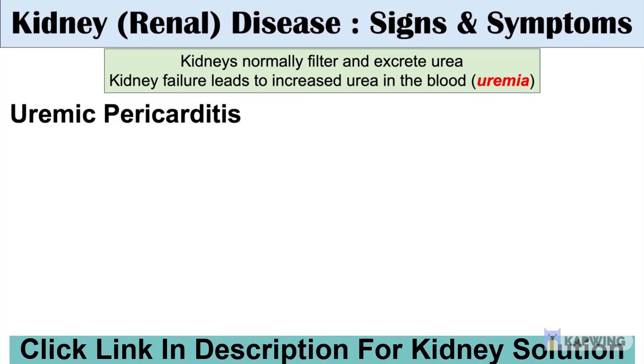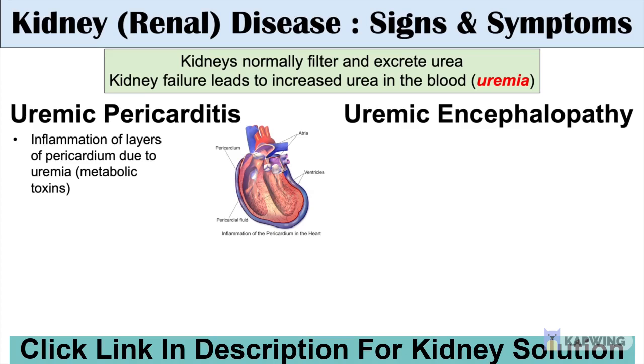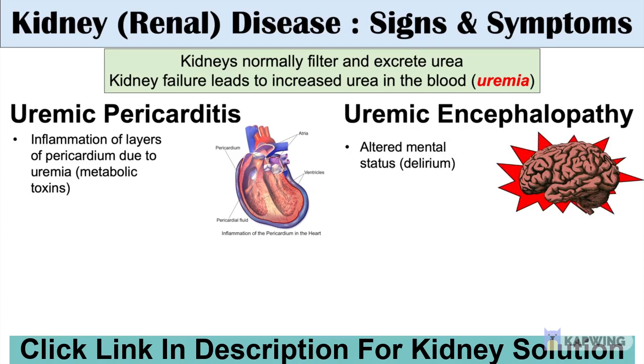One of them is uremic pericarditis. So uremia can lead to pericarditis, inflammation of the pericardium. The uremia can cause inflammation of the layers of the pericardium, along with some other metabolic toxins as well. So we can see patients having chest pain, often positional, and maybe pleuritic as well. And uremia can also cause uremic encephalopathy. We can see this in oftentimes more advanced kidney disease. This encephalopathy can lead to an altered mental status, oftentimes delirium in these patients, and confusion as well.